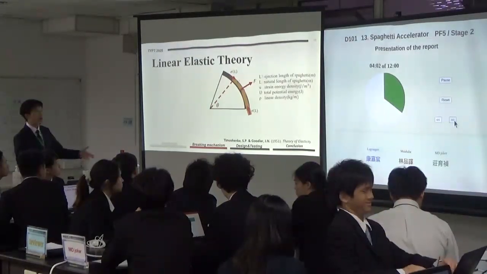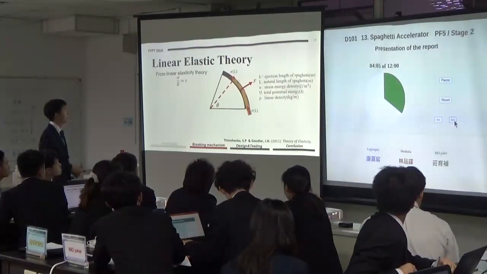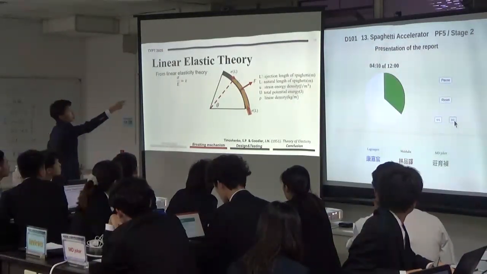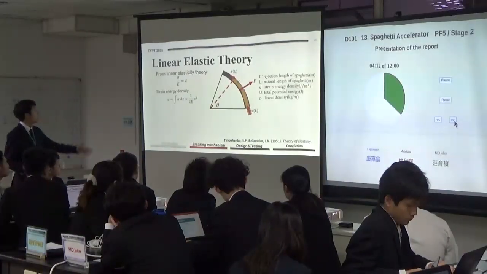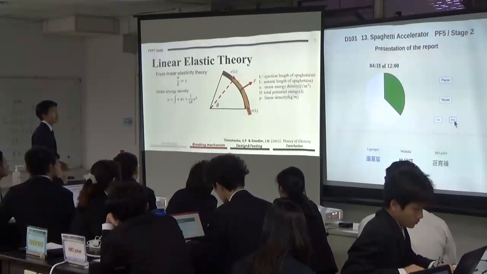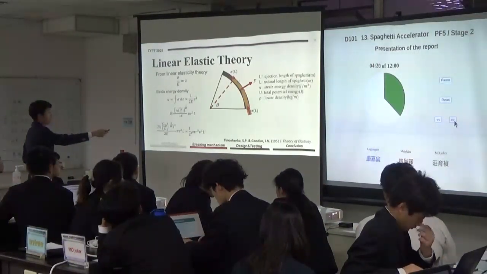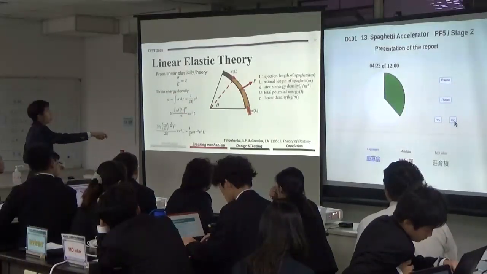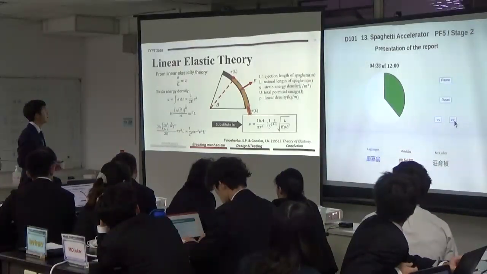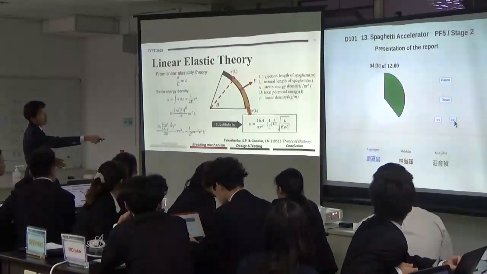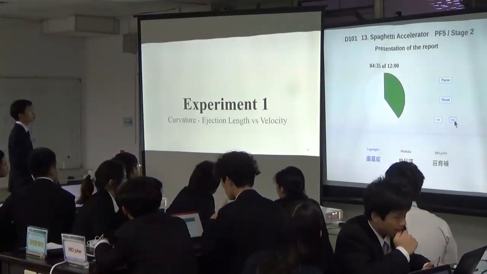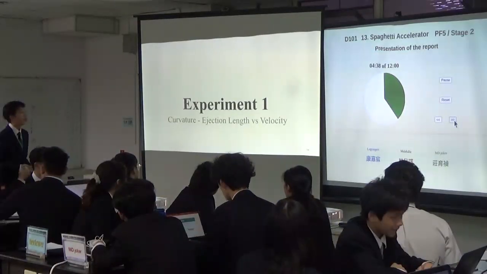And so now let's talk about the linear elastic theory, where as we can see over here, this is sigma over E equals epsilon. And for the strain energy density, we can provide an integral and get the strain energy density. And then we can get the strain energy, and then we can get it with the area instead of the line. And we can substitute to get the velocity. And for experiment 1, we want to talk about the curvature, which is the ejection length versus velocity.